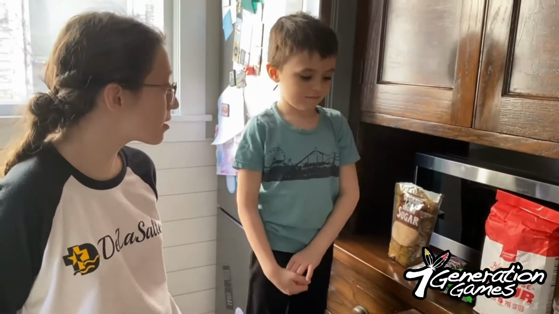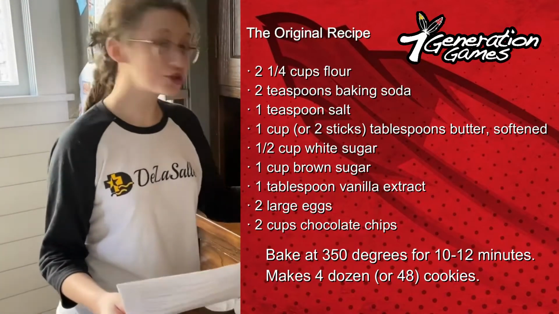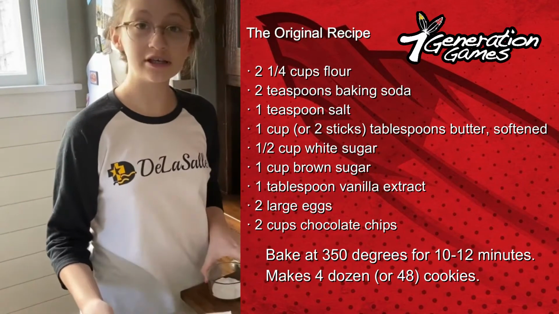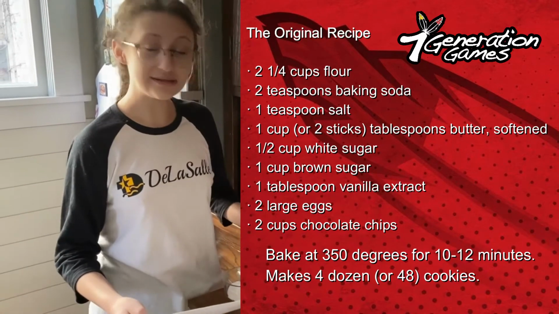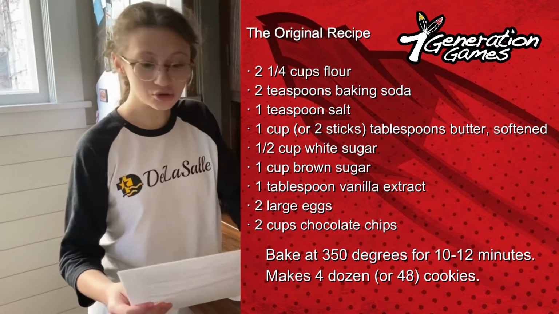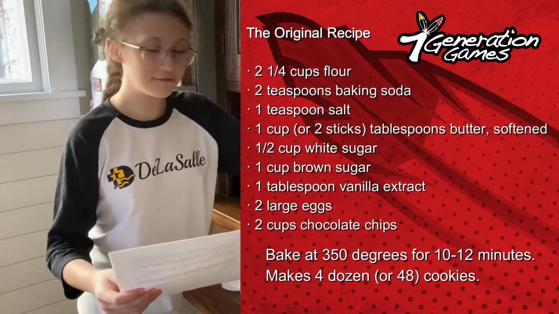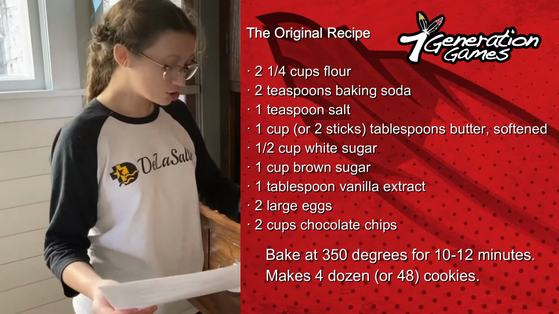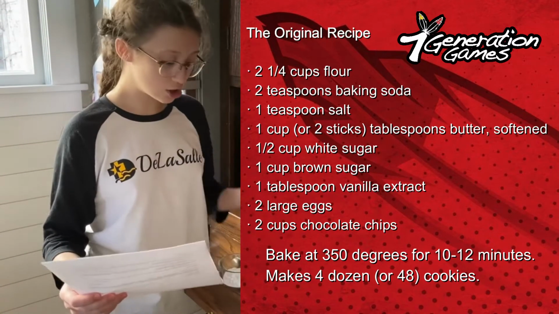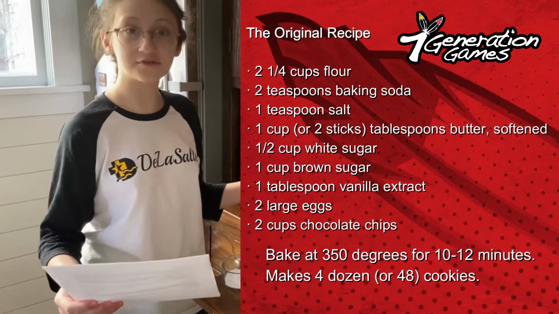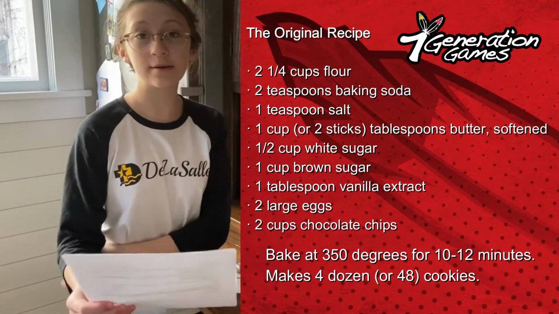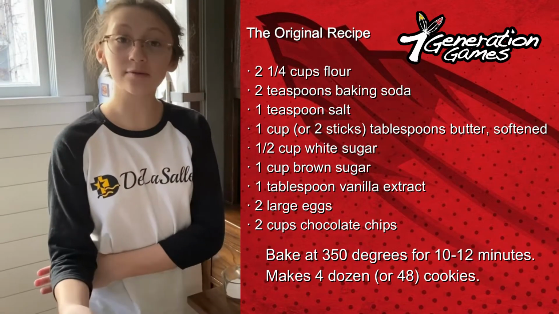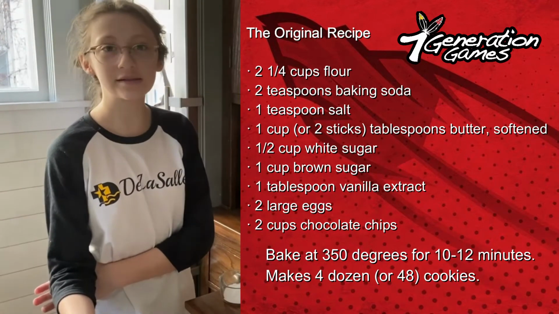So here's the recipe. It calls for 2 1/4 cups of flour, 2 teaspoons of baking soda, 1 teaspoon of salt, 2 sticks of butter, half a cup of white sugar, a cup of brown sugar, 1 tablespoon of vanilla extract, 2 large eggs, and 2 cups of chocolate chips. This makes approximately 4 dozen cookies. Bake at 350 degrees for 10 to 12 minutes.